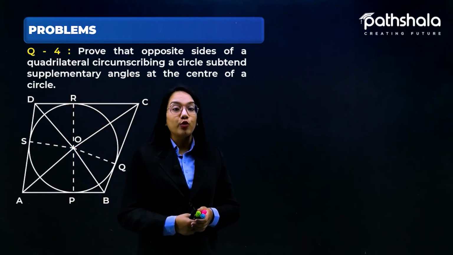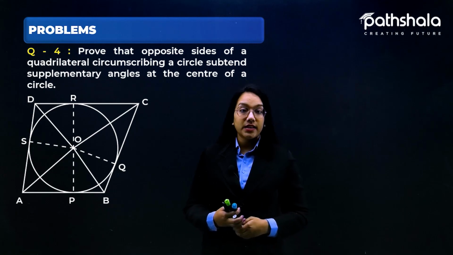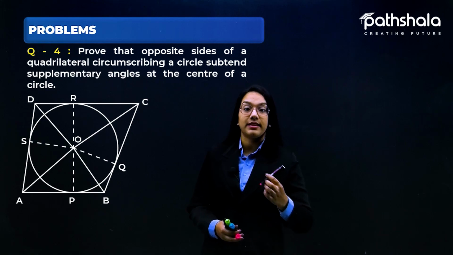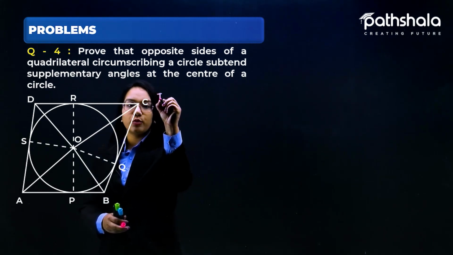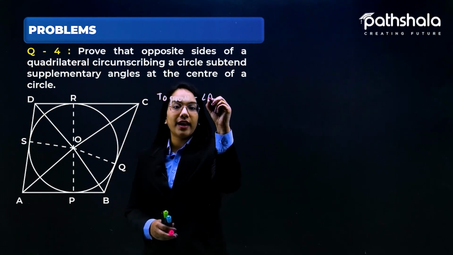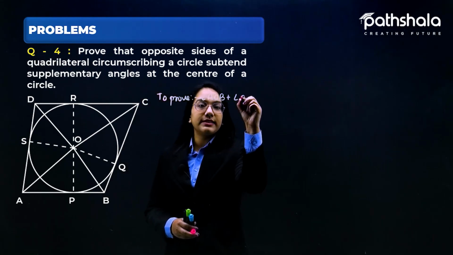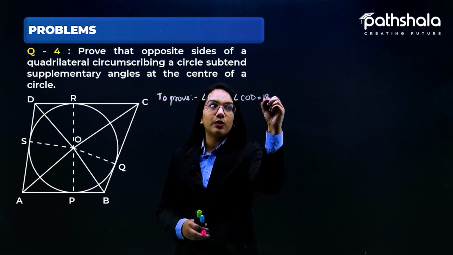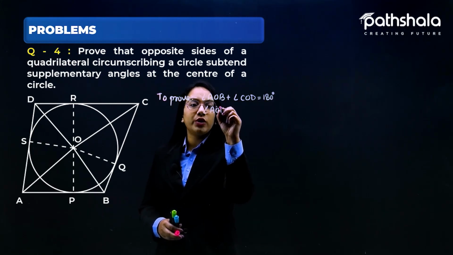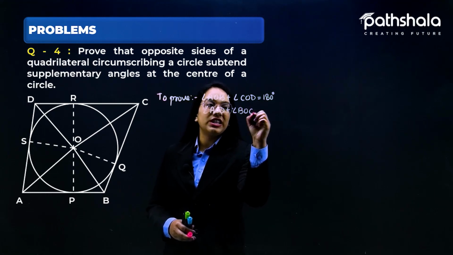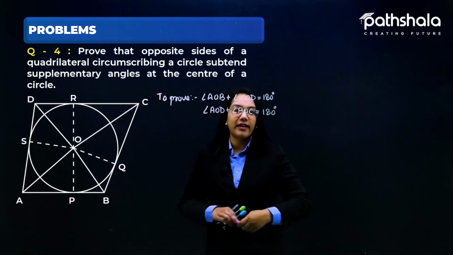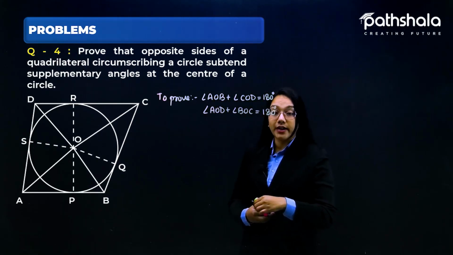Now I just have to prove that the opposite sides of the quadrilateral circumscribing a circle subtend supplementary angles at the center. Meaning, what we have to prove is that angle AOD plus angle COD is equal to 180 degrees, and furthermore that angle AOD plus angle BOC is 180 degrees. So we just have to prove this particular fact, that they make an angle of 180 degrees.